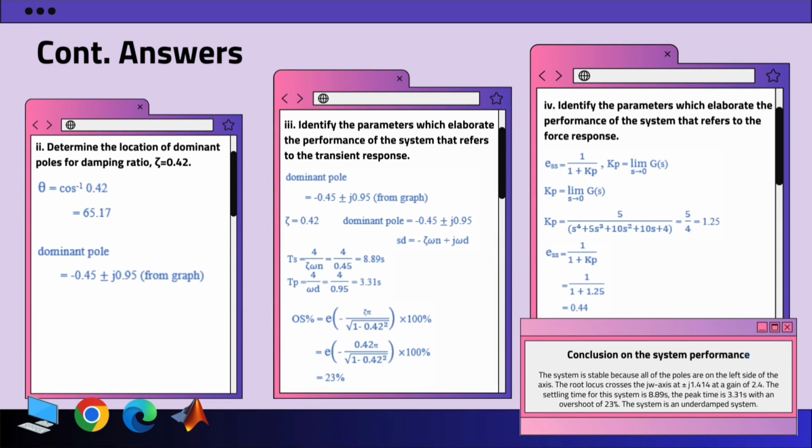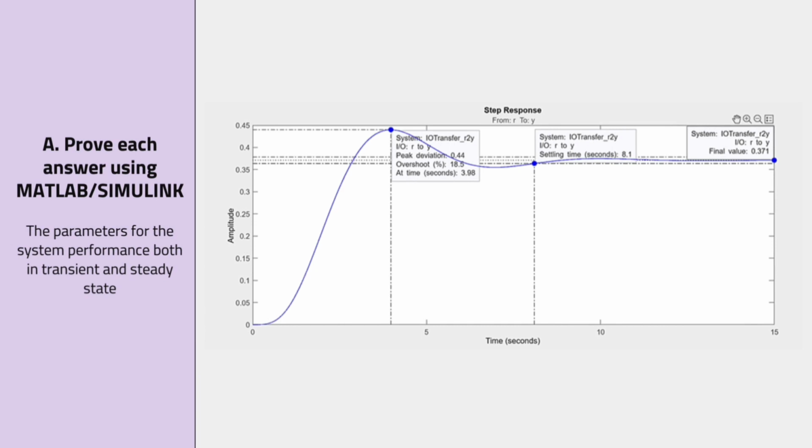This is all gotten from the value of dominant pole and we insert it into the formulas for each of the settling time, peak time and overshoot percentage. Meanwhile, the steady state error is 0.44. This is the system's performance on MATLAB. There is not much of a difference between the calculated and simulation.